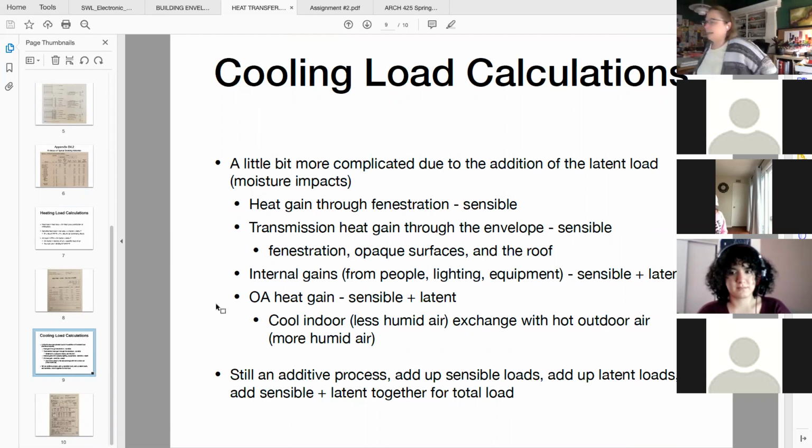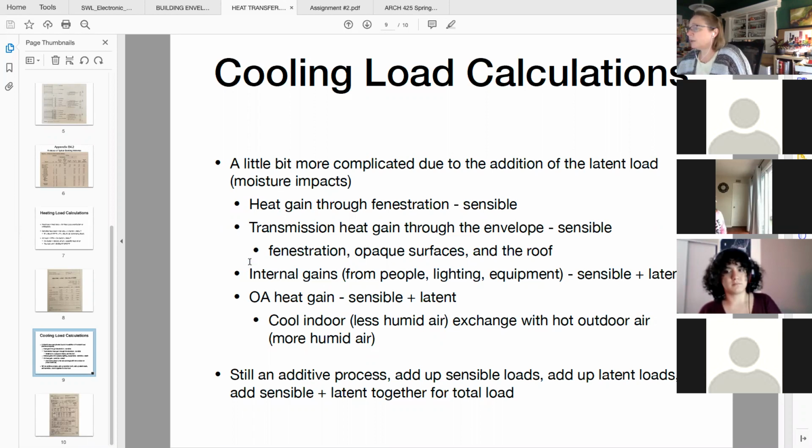Cooling gets a little bit more complicated because of the moisture impact. So it's the same factors as in heating, except we have to add in the latent heat.